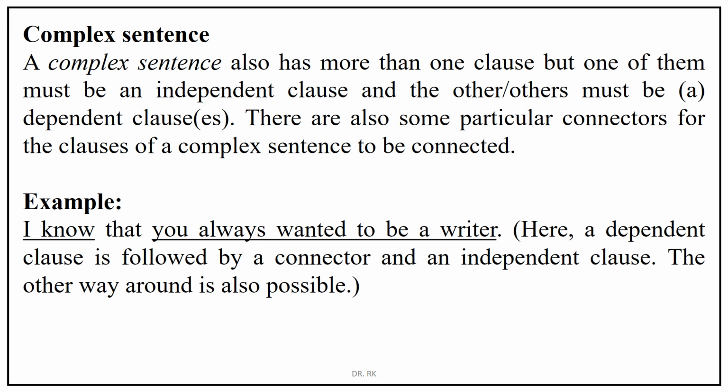Complex sentence. A complex sentence also has more than one clause, but one of them must be an independent clause and the other or others must be a dependent clause or clauses. There are also some particular connectors for the clauses of a complex sentence to be connected. Example: I know that you always wanted to be a writer. Here, a dependent clause is followed by a connector and an independent clause. The other way around is also possible.